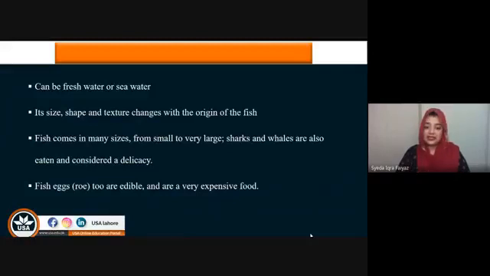Fish comes in many sizes, from small to very large. Sharks and whales are also eaten and considered a delicacy. So obviously we have different sizes and different types of fish available.